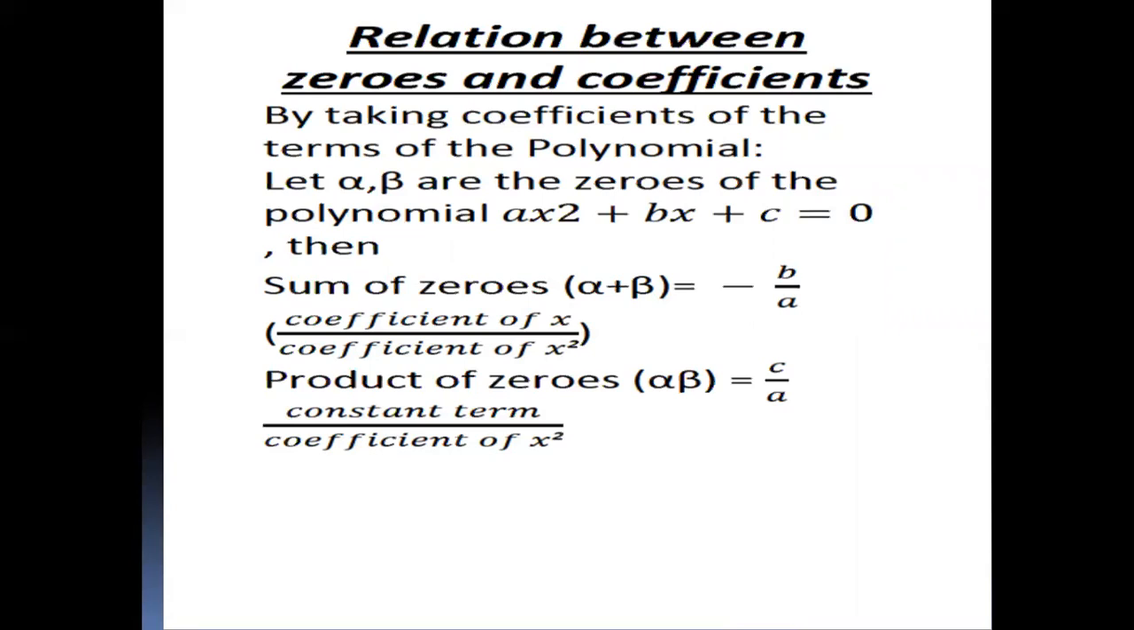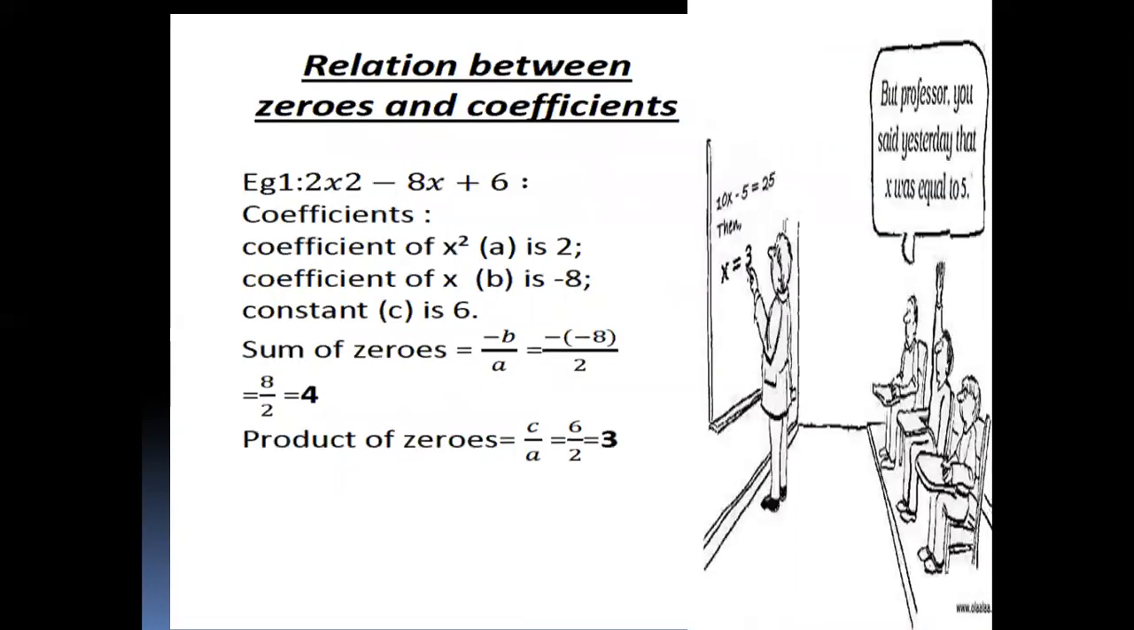Now the next one is the product of zeros, that is alpha beta, and the formula is c by a. What is c here? The constant term. So constant term by the coefficient of x square. In this way, you can find the sum and product of zeros of the given polynomial directly from the polynomial. Now see the same example, that is 2x squared minus 8x plus 6.